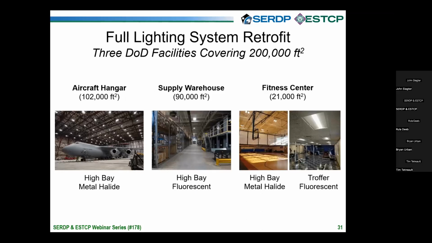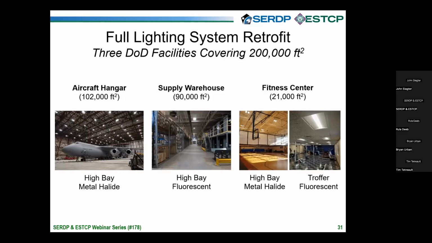But getting into the buildings, we did a full lighting system retrofit for 3 facilities covering about 200,000 square feet. So some big spaces and really interesting cases here. On the left was an aircraft hangar used to maintain C-5 aircraft. These are pretty big airplanes that are used in the military. This was about a 9-story ceiling, so a little bit of a challenging application.